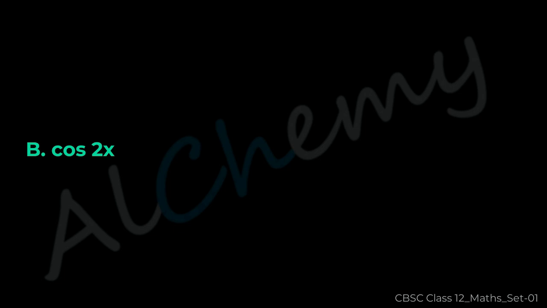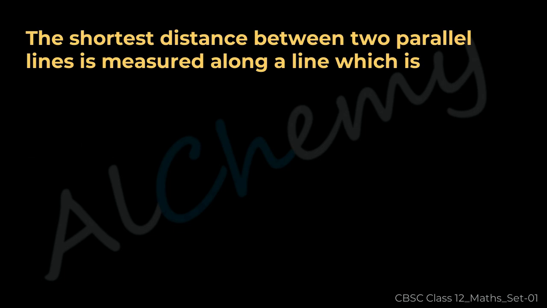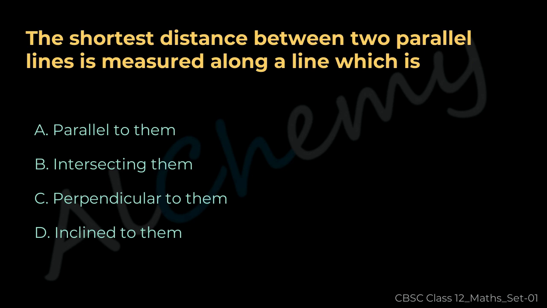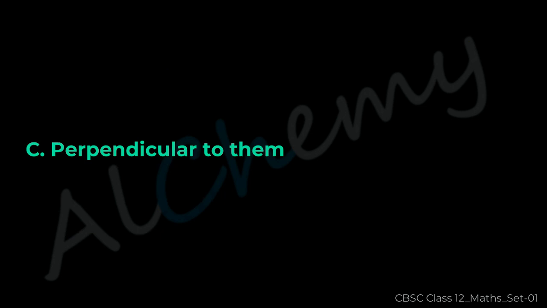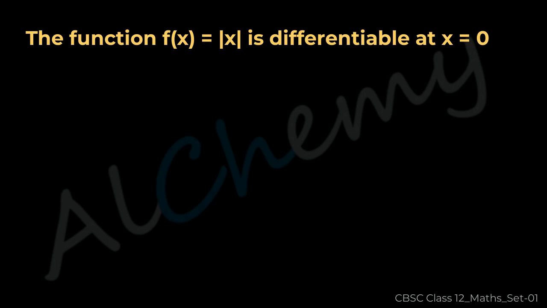Cos 2x. Question 39. The shortest distance between two parallel lines is measured along a line which is: A: parallel to them, B: intersecting them, C: perpendicular to them, D: inclined to them. The correct answer is C, perpendicular to them.